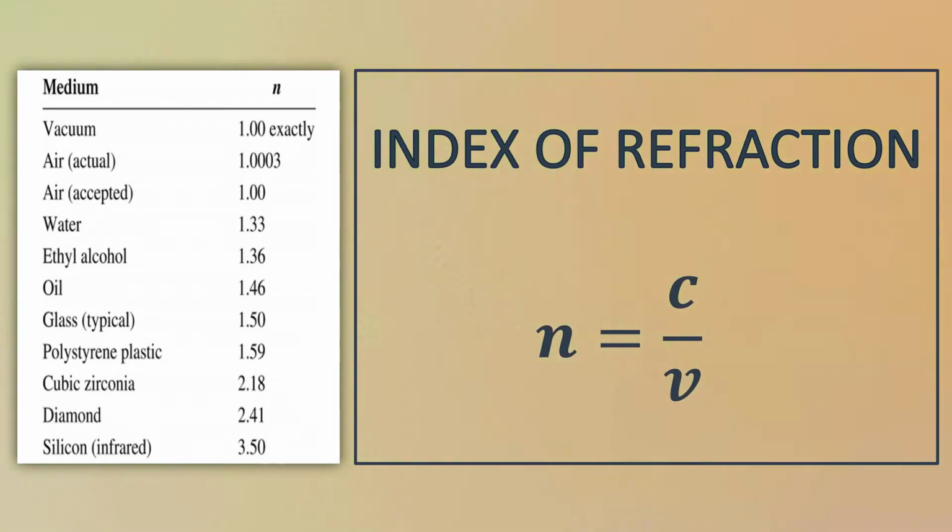We have here the indices of refraction, which are constant. For air, it is 1.0003. For vacuum, it's exactly 1. Air is also accepted as 1. For water, it's 1.33. For ethyl alcohol, 1.36. For oil, it's 1.46. Glass, 1.50. Polystyrene plastic, 1.59. Cubic zirconia, 2.18. Diamond, 2.41. And silicon is 3.50.